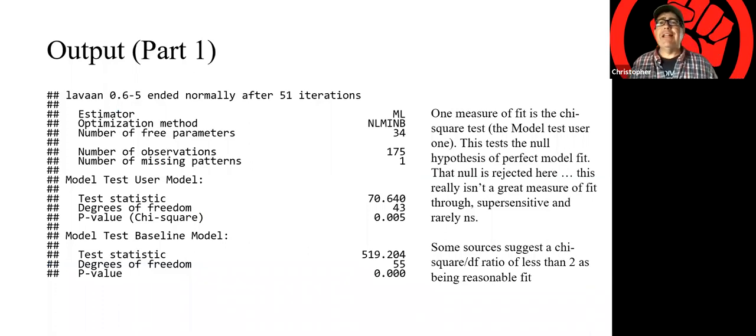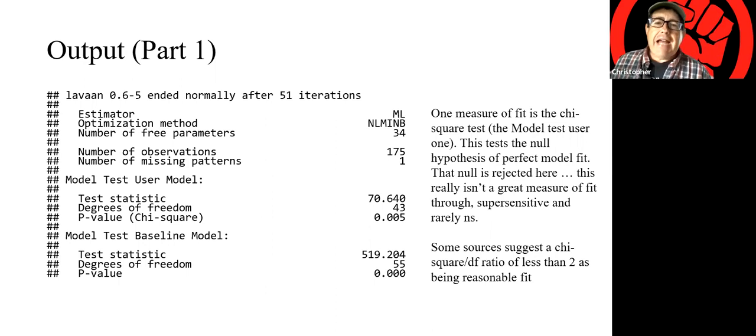Here's the output, and there's a lot of output here. So I'll talk a good bit about what we need to look at and what we need to ignore. It can be really overwhelming because there's so much stuff. The biggest thing to look for here on this first part of the output is one major measure of fit, and that's the chi-square test. Technically, it doesn't say that, but it's under model test user model. Test statistic is 70.6. Degrees of freedom is 43, and the p-value is 0.005.